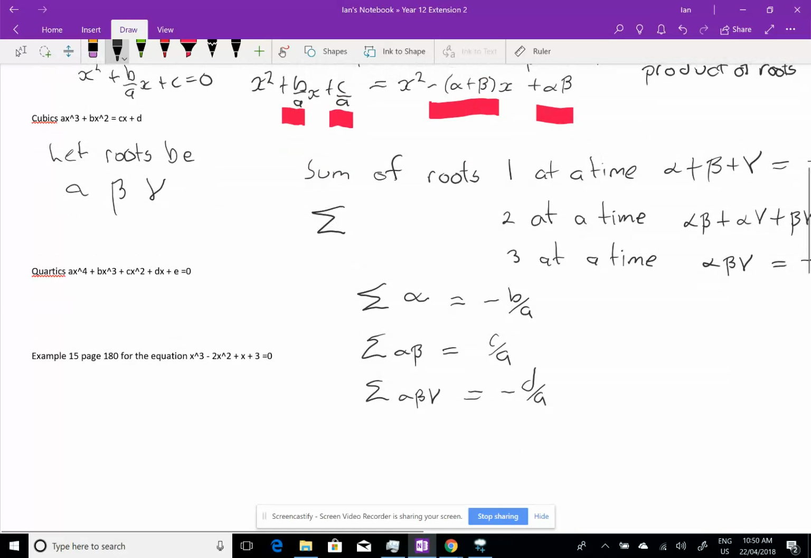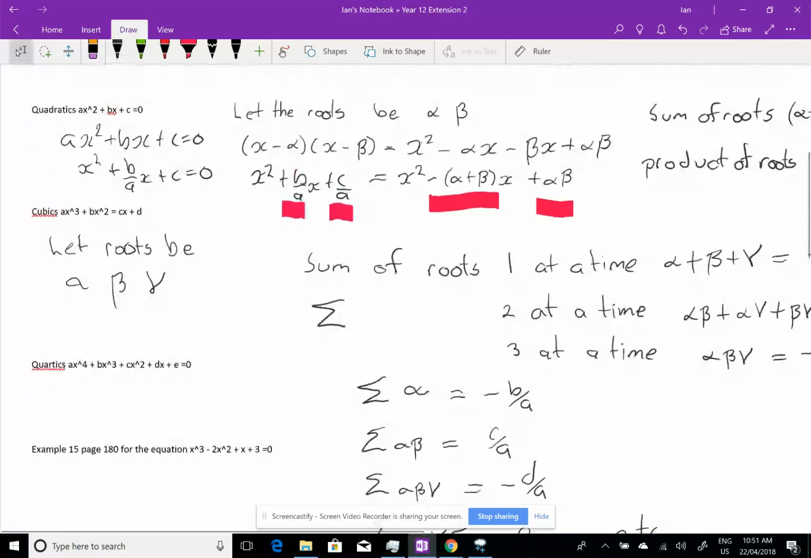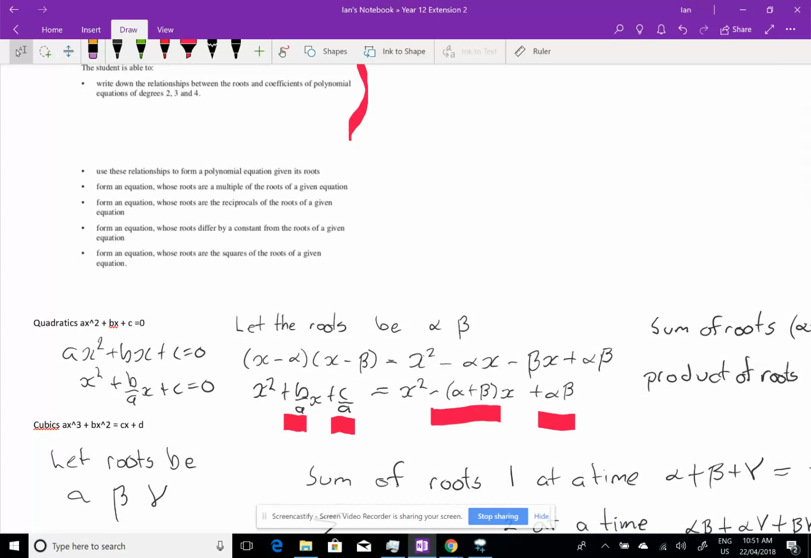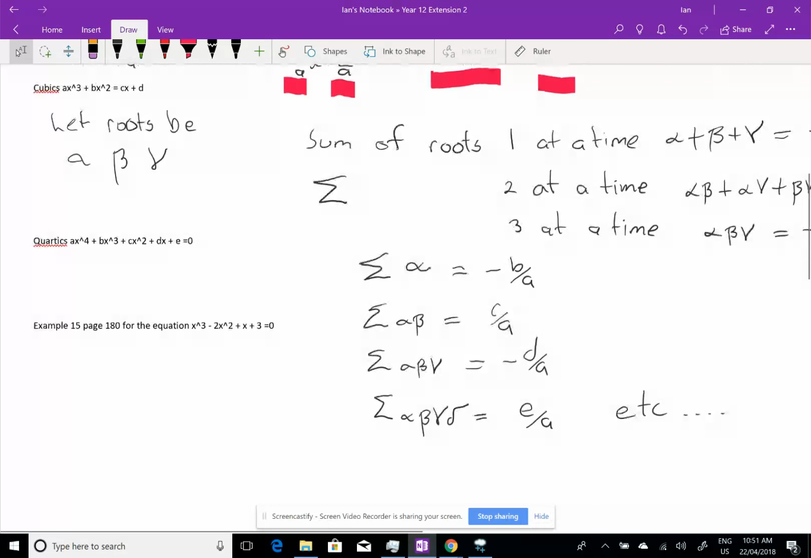And as I go down to a quartic, summing the roots four at a time, I'll go to e on a. And we could continue doing this for any polynomial. So the syllabus says degrees 2, 3, and 4, so we're going to stop at 4.